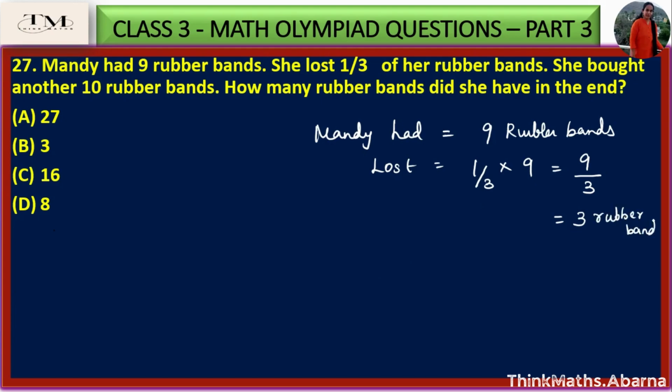As she lost 3 rubber bands, how many will be left? Total she had 9. She lost 3. So 9 minus 3, it is 6. So the left is 6 rubber bands.